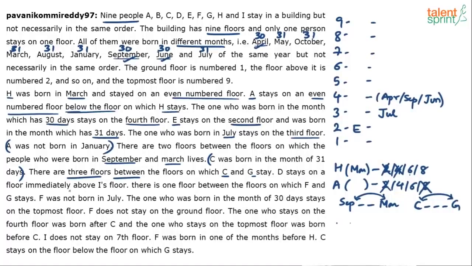D stays on a floor immediately above I's floor. Which means what? D and I are together and D is above I. So D and I will come together like this.